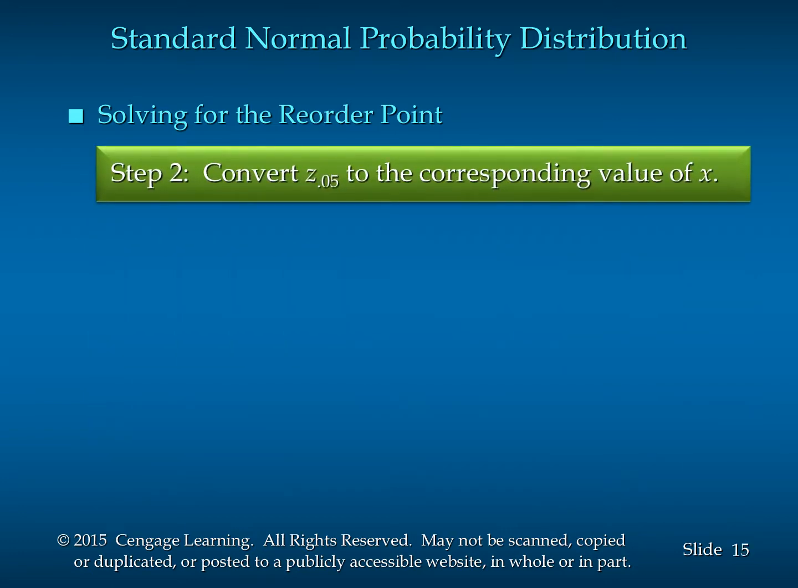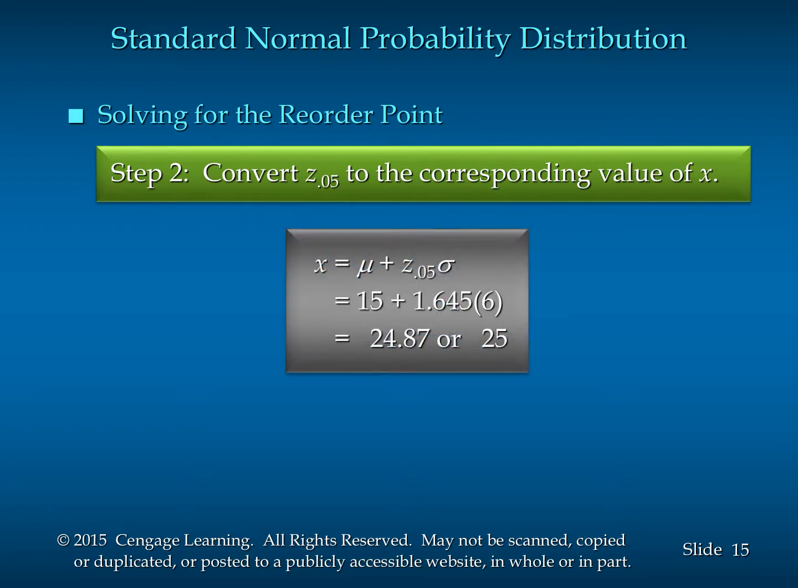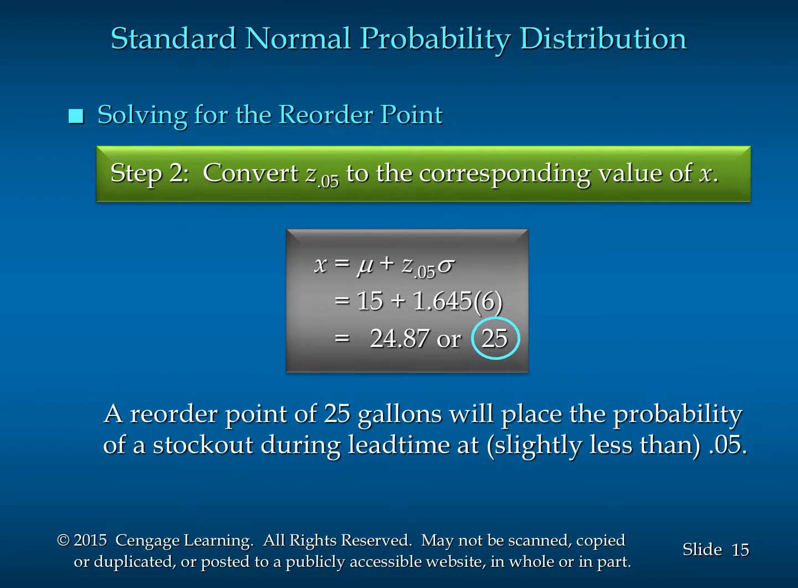Working backwards with the formula for the z-value, we know our original mean and standard deviation. We can then calculate the corresponding x value. We round that to 25 gallons. That tells us that a reorder point of 25 gallons would give us approximately 5% or 0.05 probability of having a stock out.